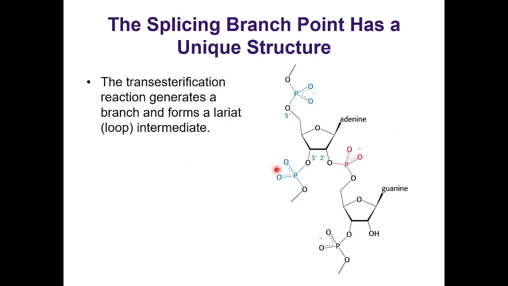So the trans-esterification reaction will generate the branched end and forms that lariat. Again, that can also be called the loop intermediate.